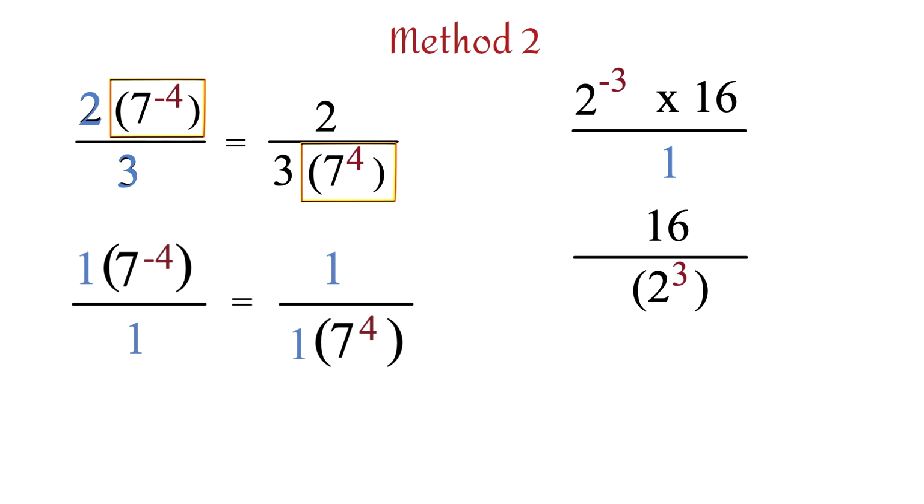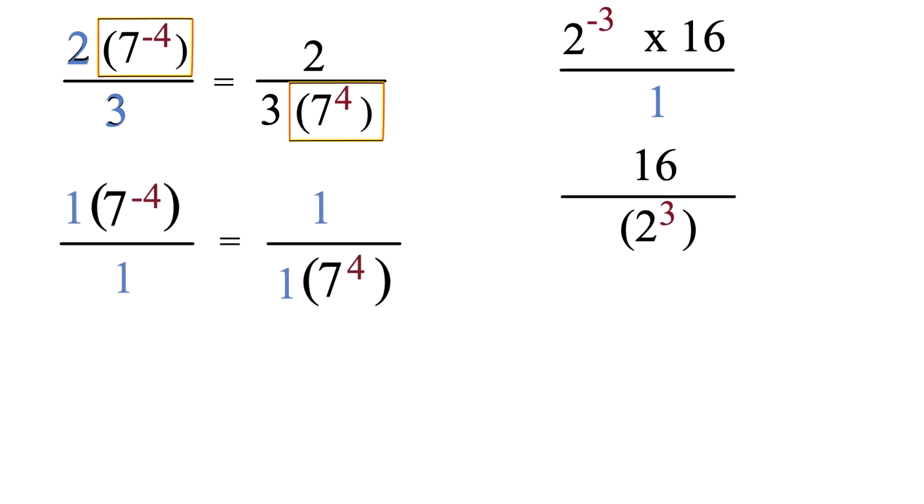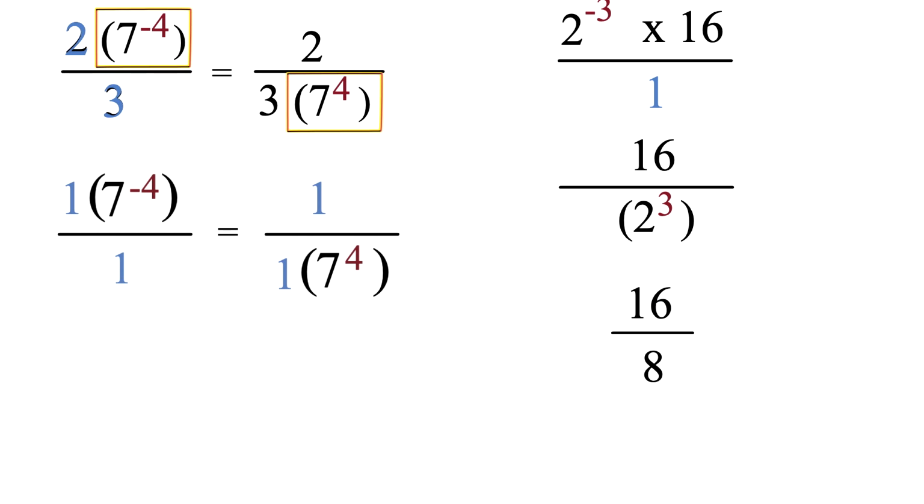2 exponent 3 is 2 times 2 times 2, which is 8. We have 16 divided by 8. This will give us 2 as our final answer.